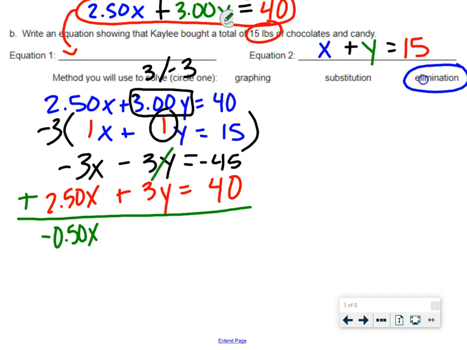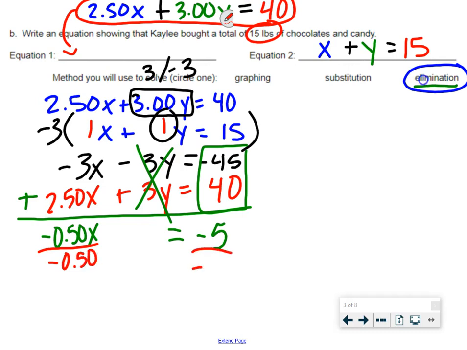-3y plus 3y, that eliminates, that cancels, that makes 0. That was our goal because we are using elimination. Equals -45 plus 40 is -5. So now we know that -0.50x equals -5. We'll divide by -0.5. Again, feel free to use your calculator to do -5 divided by -0.5. And we find out that x equals 10.